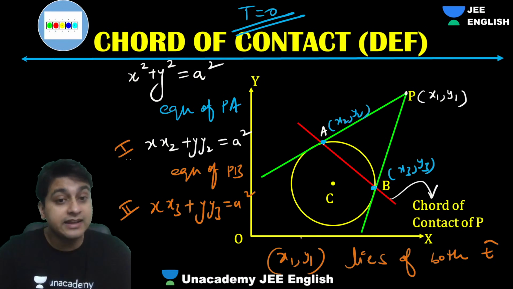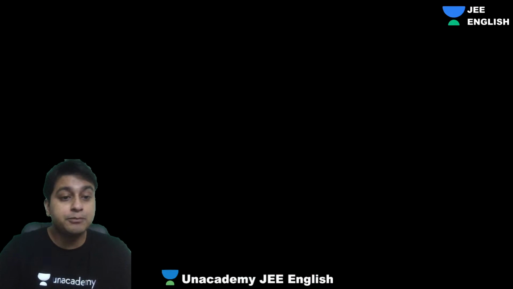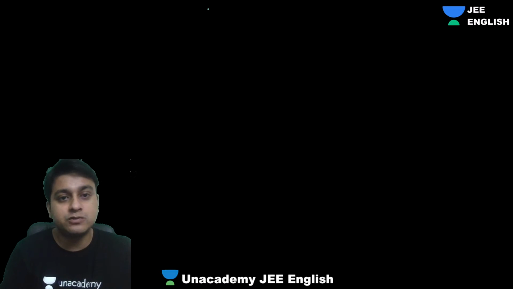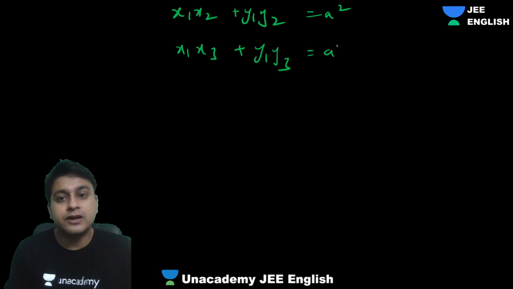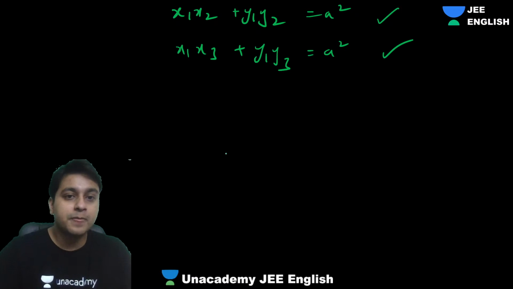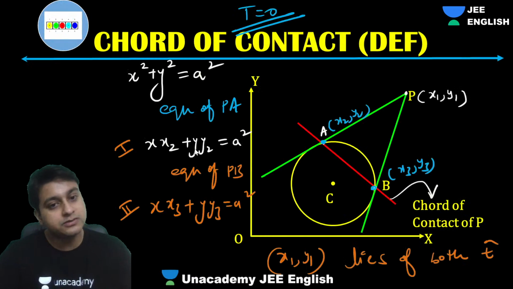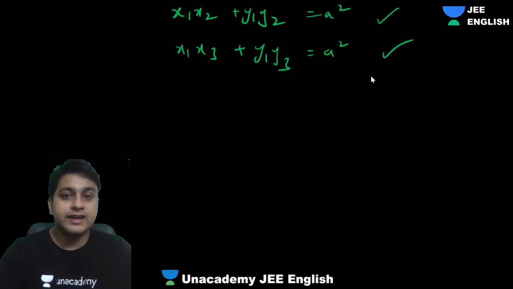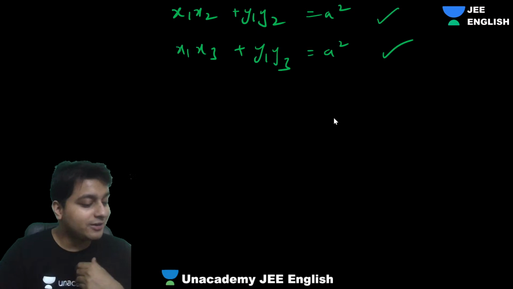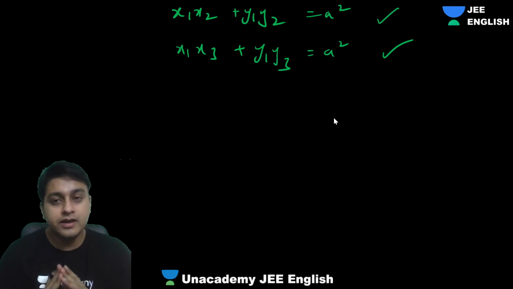So let's put that in the equation. As soon as I put that back in the equation, what am I going to get? I'm going to get two equations, guys. I'll get x1 x2 plus y1 y2 equals a square, and I'll also get x1 x3 plus y1 y3 equals a square, right? Two equations I got, isn't it? I got two corresponding equations, right? Great.